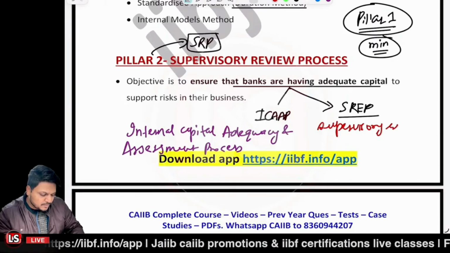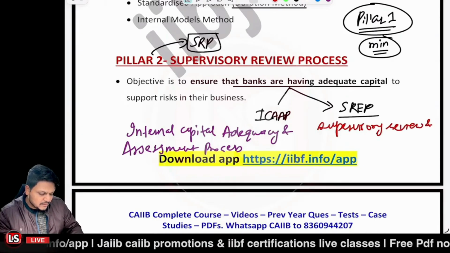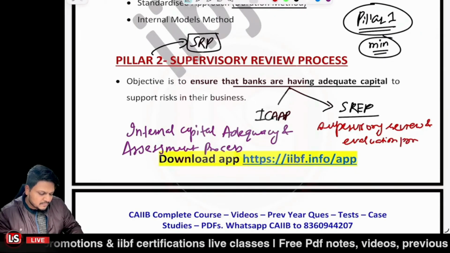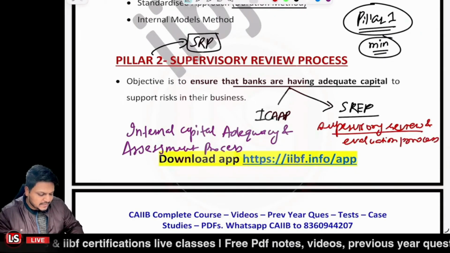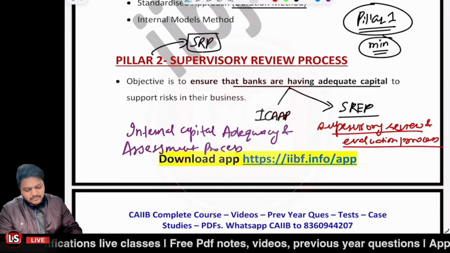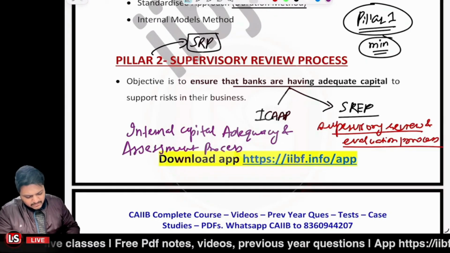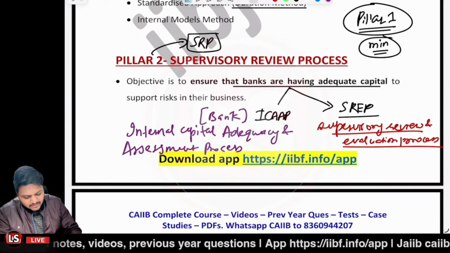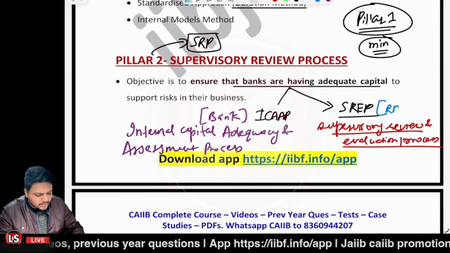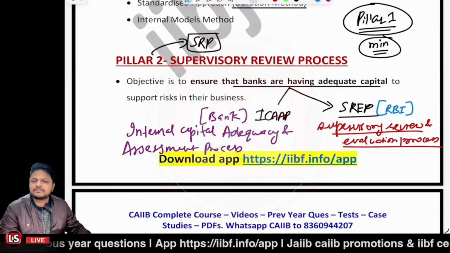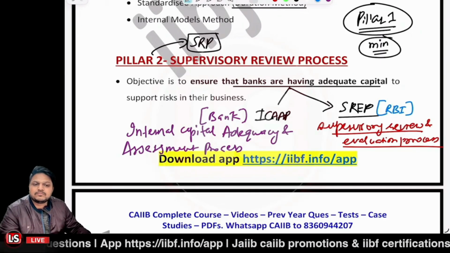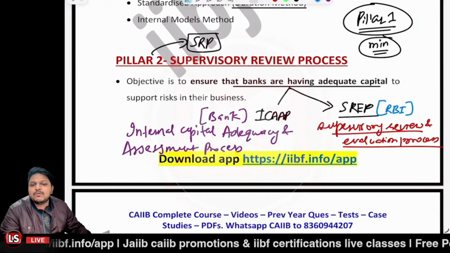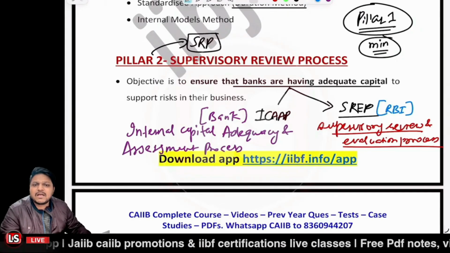It is the supervisory review and evaluation process, right? And as the name suggests, the first part, ICAAP, is followed by the bank. The second leg is followed by the regulator, that is Reserve Bank of India. Okay. So in case of SREP, that is supervisory review and evaluation process, what are the banks going to do?